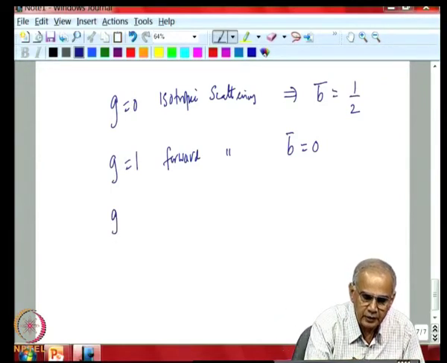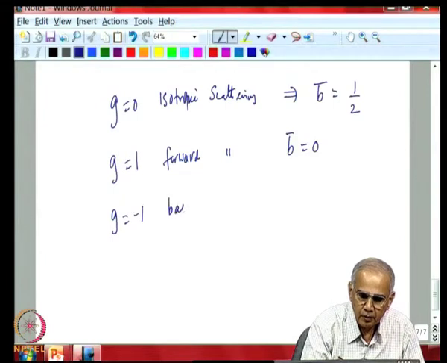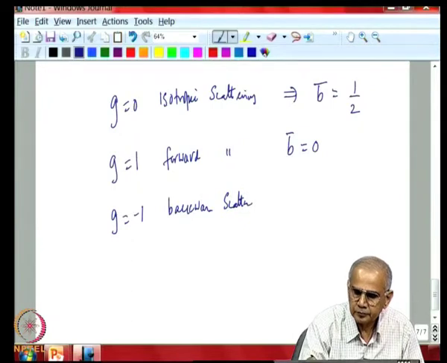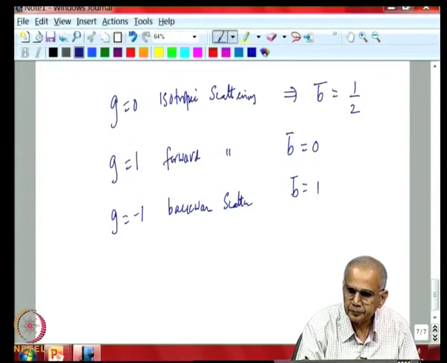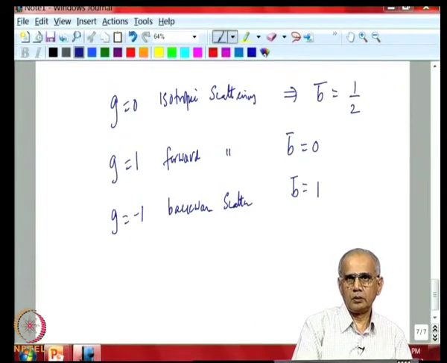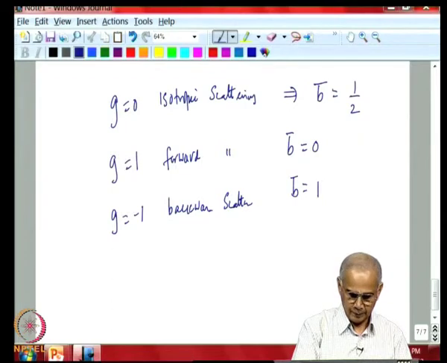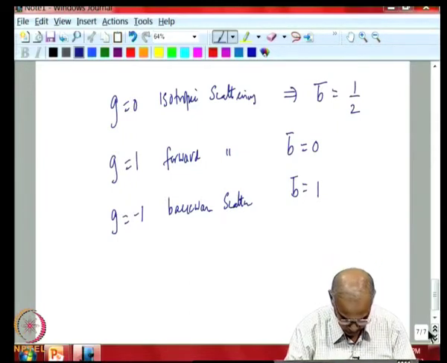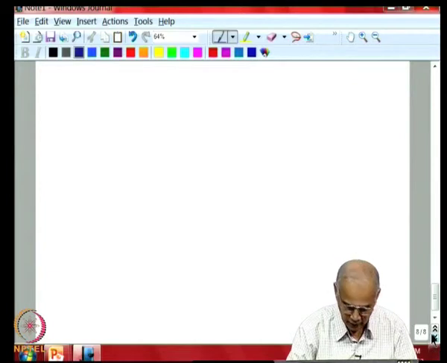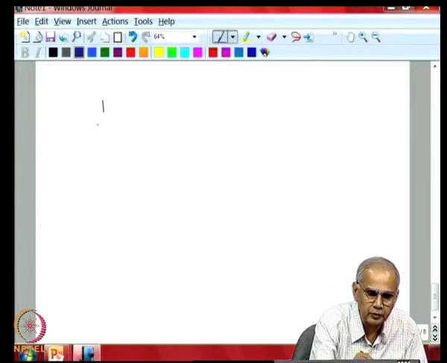Similarly, when everything is backward scattered, B delta has to be equal to 1. So the relation between G and B should be simple. Now, if you convert everything in terms of G, which is our new parameter, we can write a new set of equations in terms of G instead of B. It is only a transformation of symbols here.